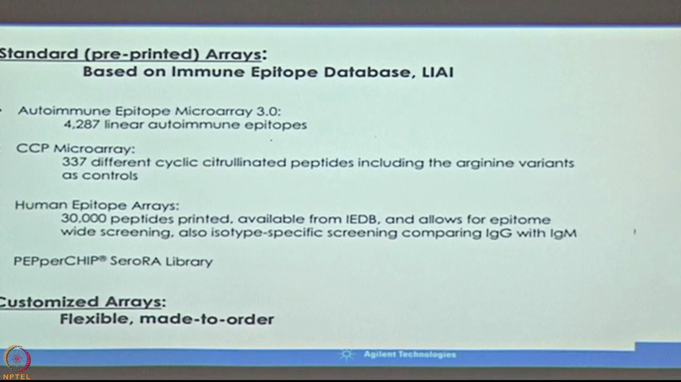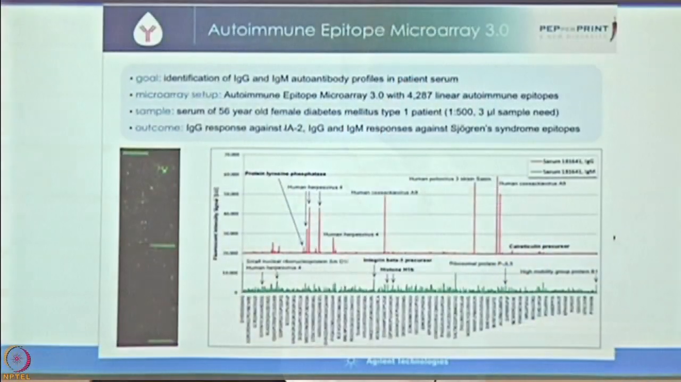So coming to one example, let's start with an example with the autoimmune epitopes. This is the epitope microarray. This is freely available on the NIH website. These sequences are freely available, and are basically used for autoimmune studies, right? It has 4,287 linear autoimmune peptides on it, so you can detect a various number of autoimmune diseases. So this is the example.